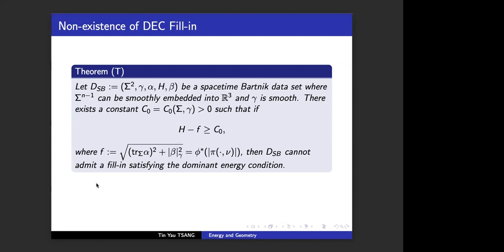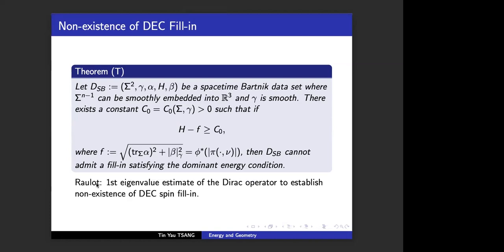So here we can tell that if H minus F, again F is just the matrix version, it's shown that it's a pullback of the pi nu. So that's why it makes sense again that the boundary energy cannot be too much, otherwise it cannot admit a filling of dominant condition.